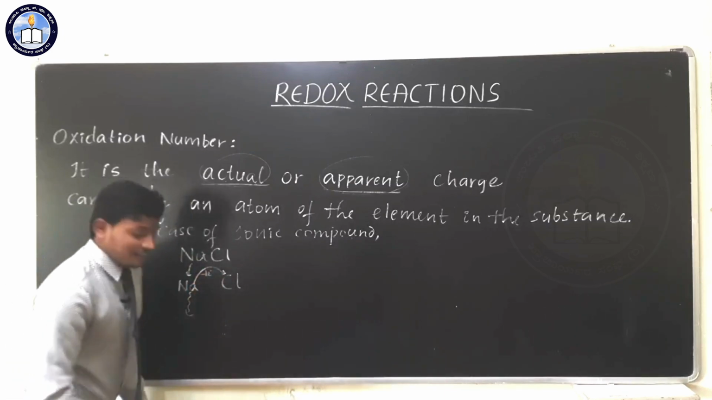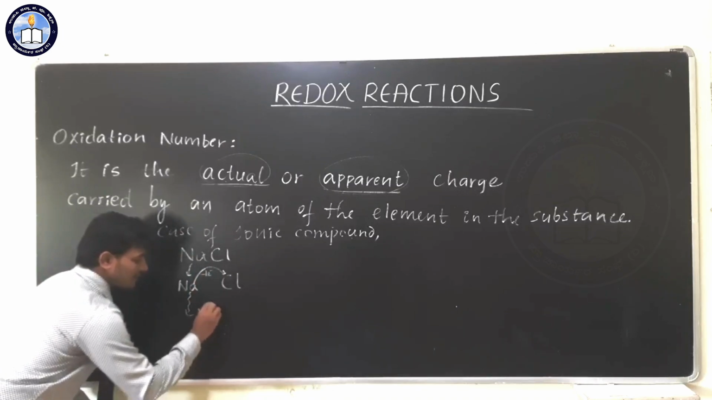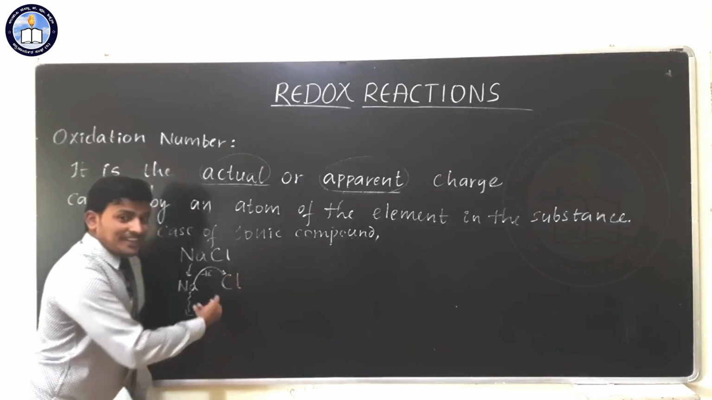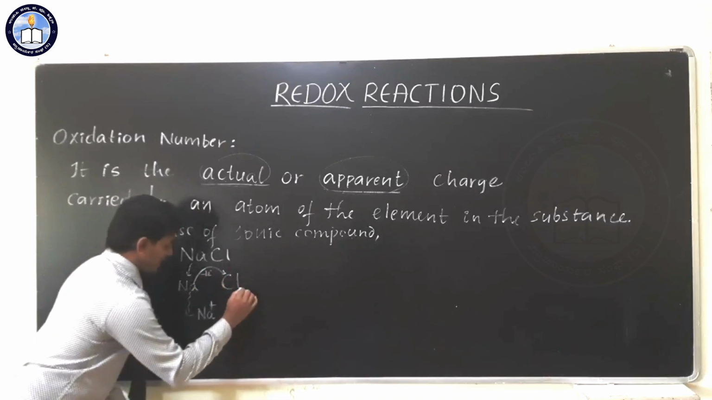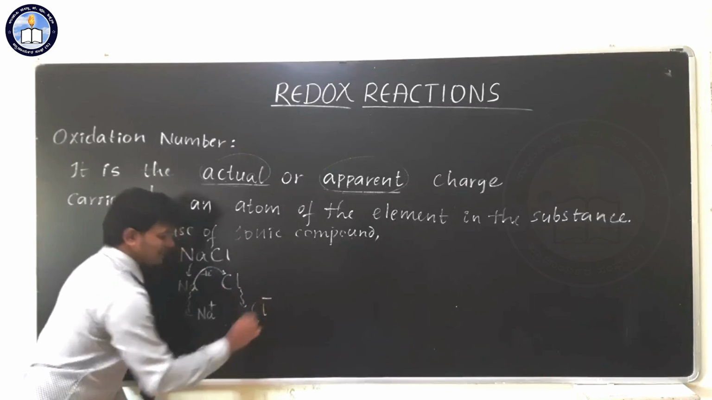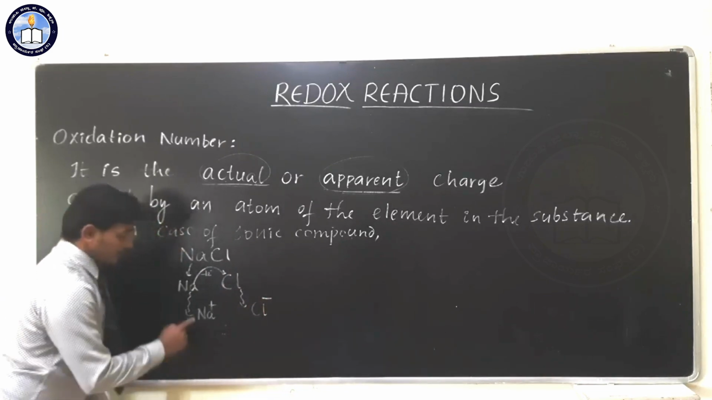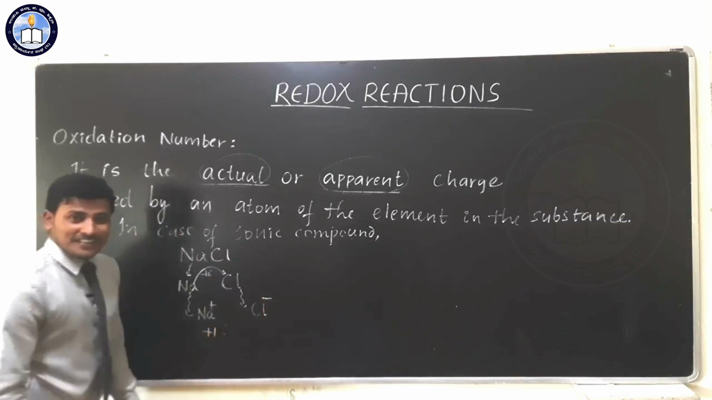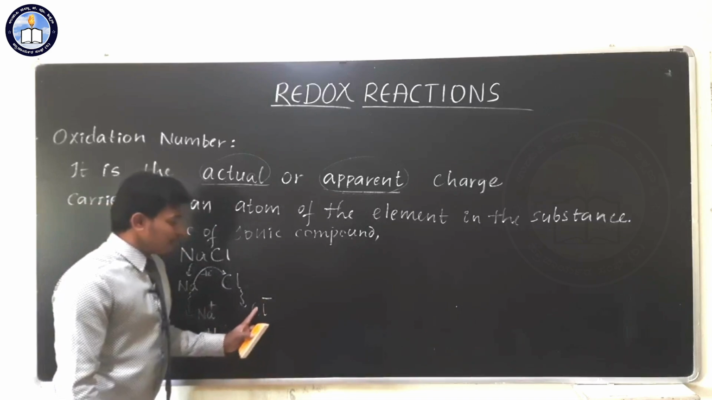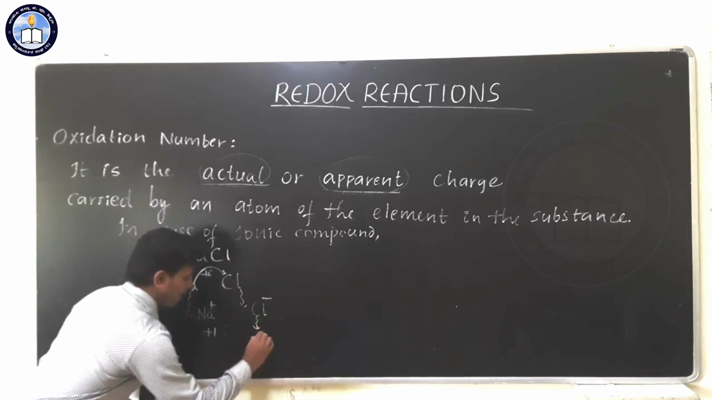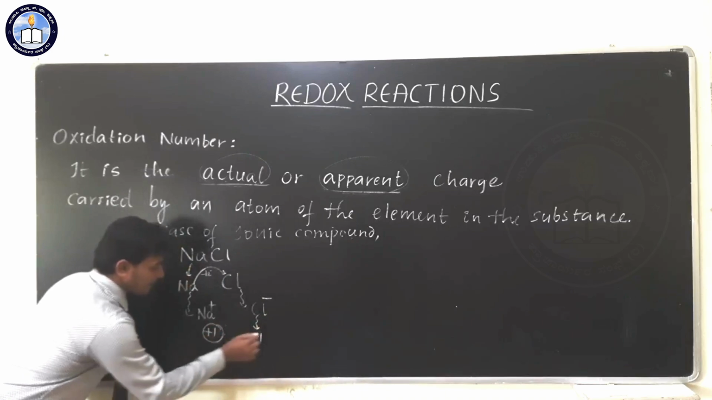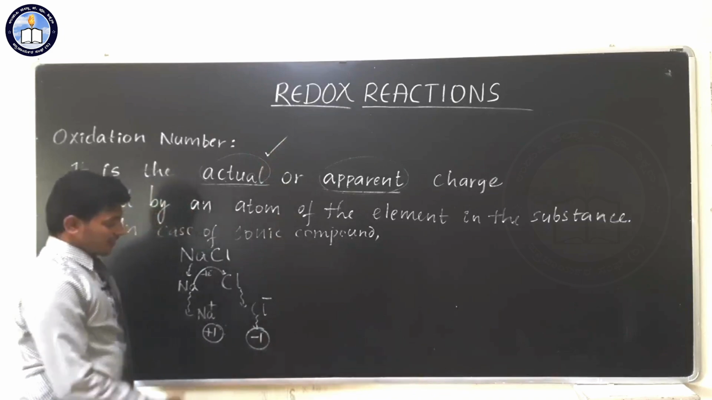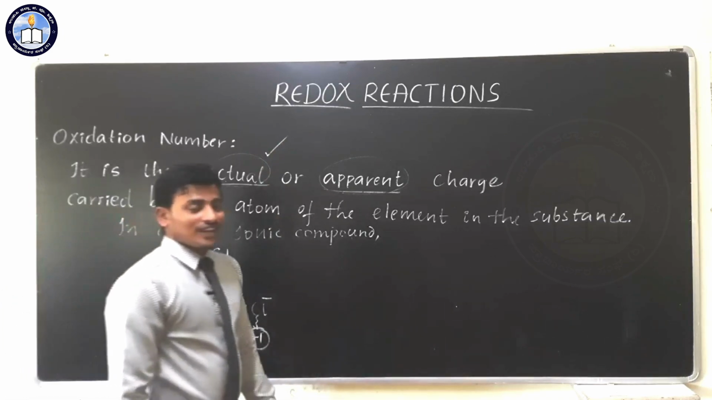Hence, we are writing sodium as Na+. At the same time, the chlorine atom takes that electron and we are writing that one as Cl-. Hence, the charge on sodium is +1. Similarly, the charge on Cl- is -1. And this is known to be actual charge.